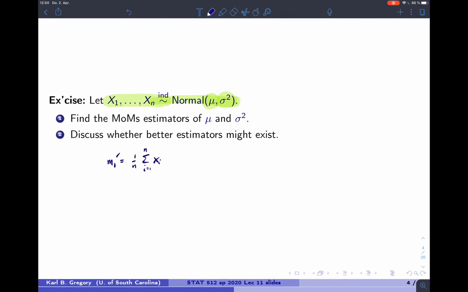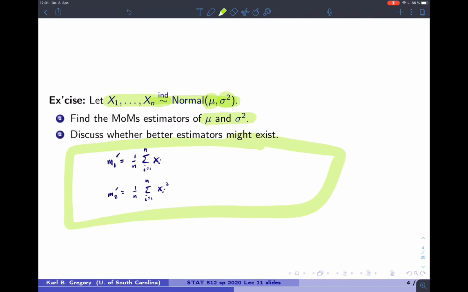That's called the first sample moment. The second sample moment is equal to the mean of the squared values. Okay, so now I've got two population parameters to estimate. So what I'm going to do is set up two equations with two unknowns, and then I'm going to solve for those.